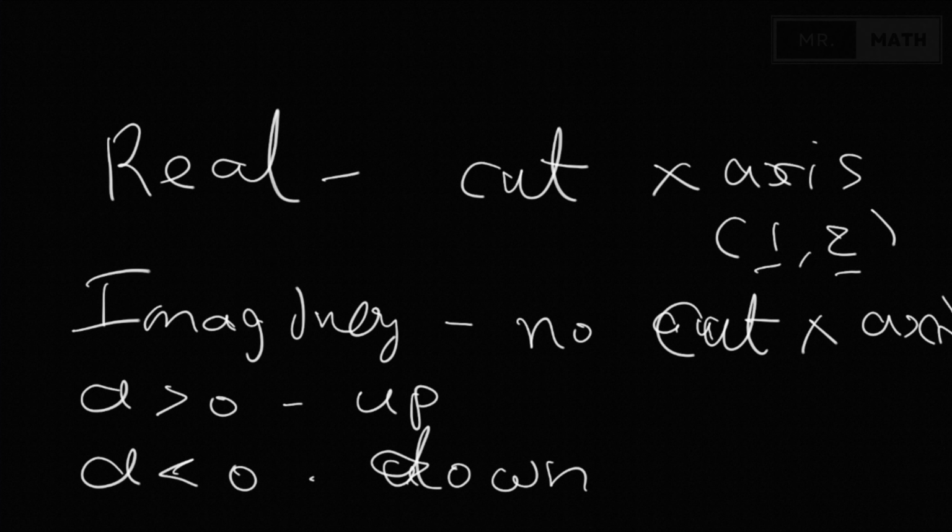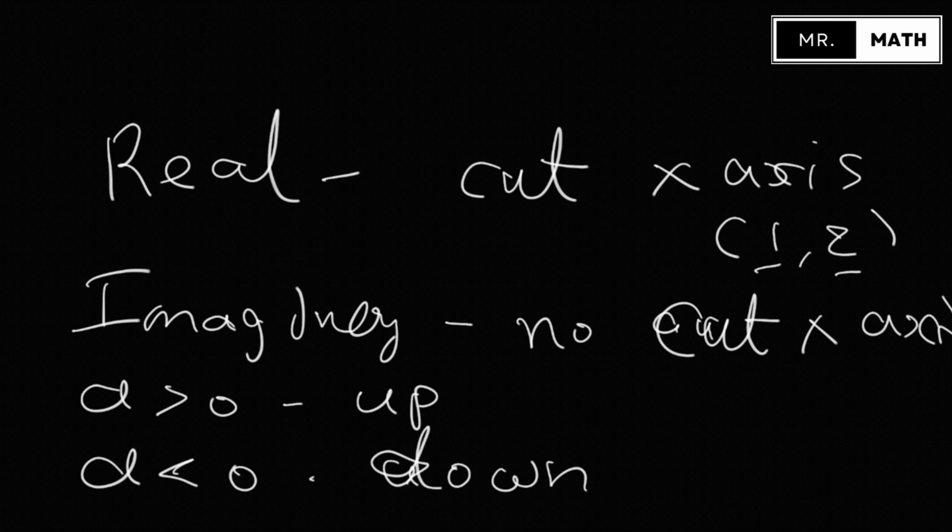And what is the use of D? We can tell the nature of roots. If D is greater than 0, then roots are real and unequal. If D is less than 0, roots are imaginary and unequal. And if D is equal to 0, then roots are real and equal, right?